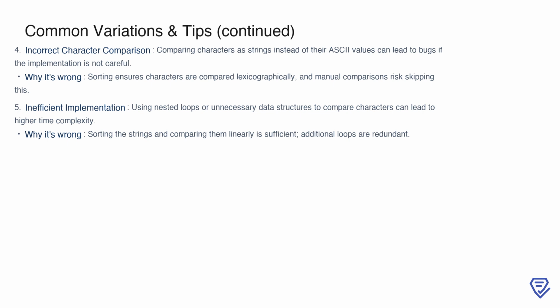Another common issue is incorrect character comparison. When comparing characters, we rely on their ASCII values to maintain lexicographical order after sorting. Mistakes here can occur if comparisons are handled manually instead of leveraging the properties of sorted strings. Additionally, inefficient implementations can arise when nested loops or redundant data structures are used. For this problem, sorting the strings followed by a linear comparison is sufficient. Extra loops or data structures not only complicate the solution but also increase the time complexity unnecessarily. Keeping the implementation clean and efficient ensures that the solution runs optimally.